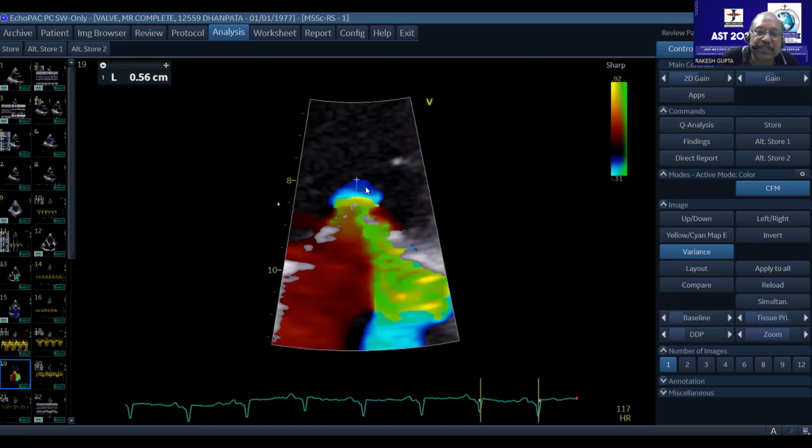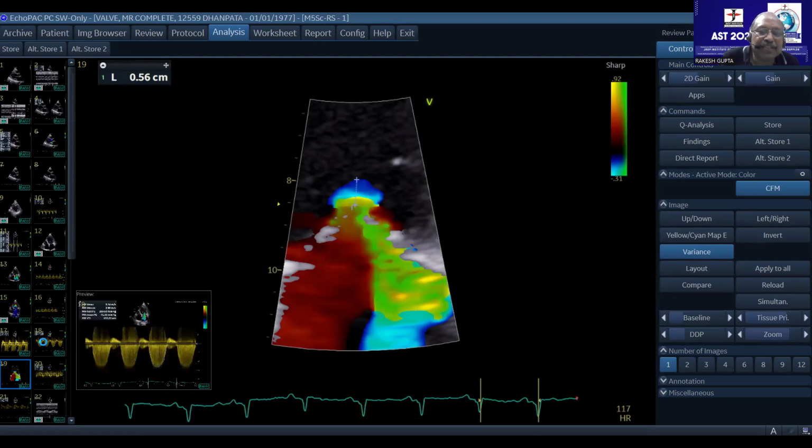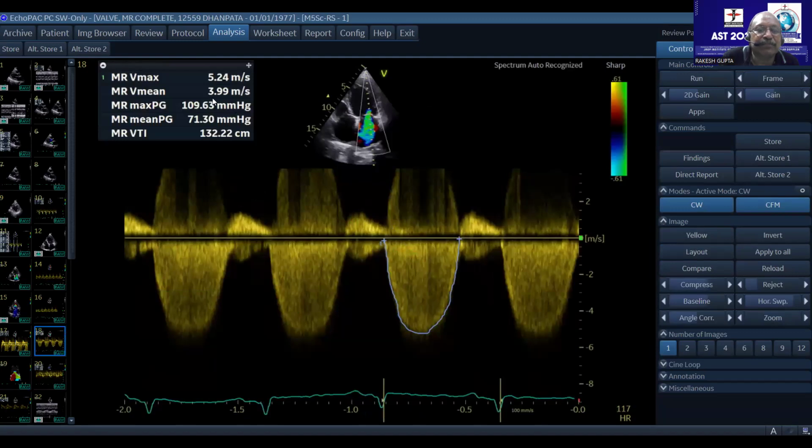And this is all that is required along with the MR jet velocity. So the MR jet velocity is 5.24 meters per second. And that was 0.51 if I'm correct.